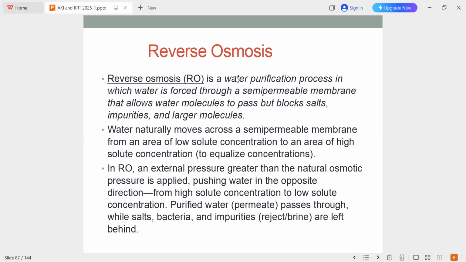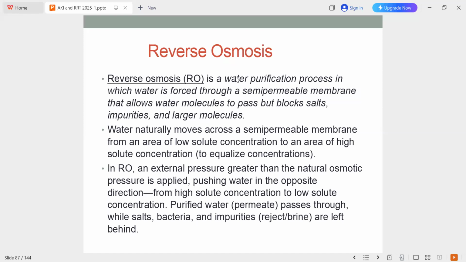We mentioned reverse osmosis, so I just felt we should remind ourselves. Remember osmosis: in normal osmosis, water moves across the semi-permeable membrane from an area of low solute concentration to an area of high solute concentration. But in reverse osmosis, an external pressure greater than the natural osmotic pressure is applied, which pushes water in the opposite direction, that is, from high solute concentration to low solute concentration.